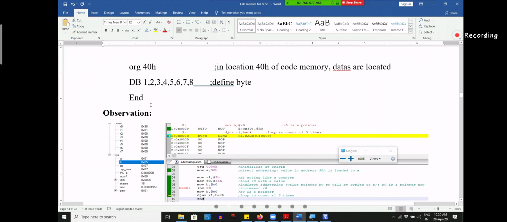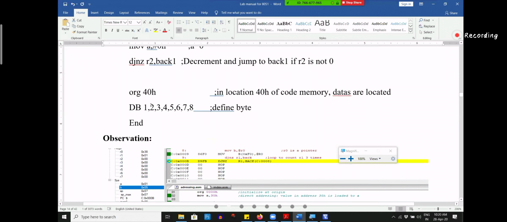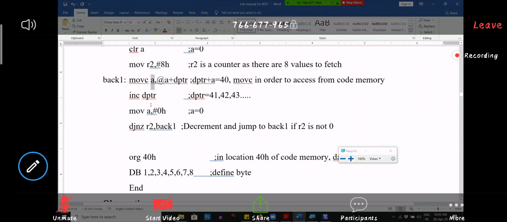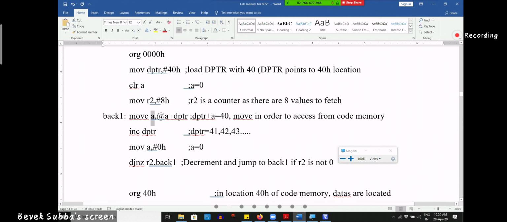So instead of using one location at a time, 40h, move A; 40h, move B, A; 41h, move C, one by one, let's use a loop here. That loop should have a counter of 8, because there are 8 values and 8 locations.